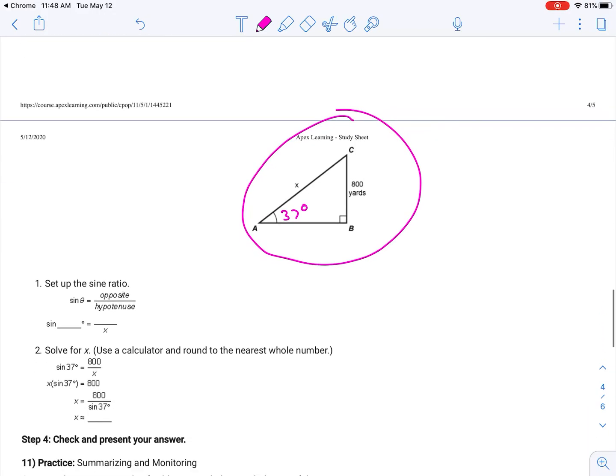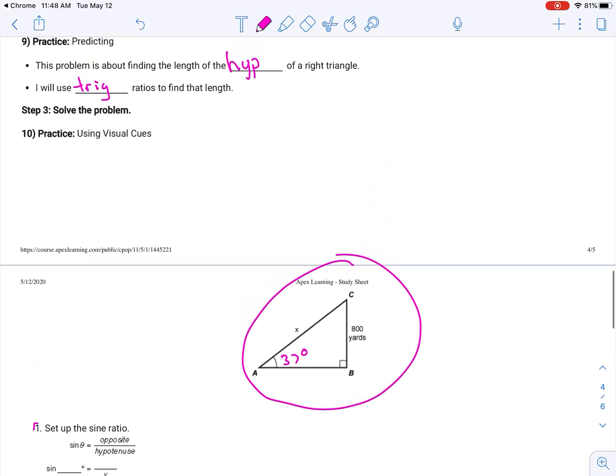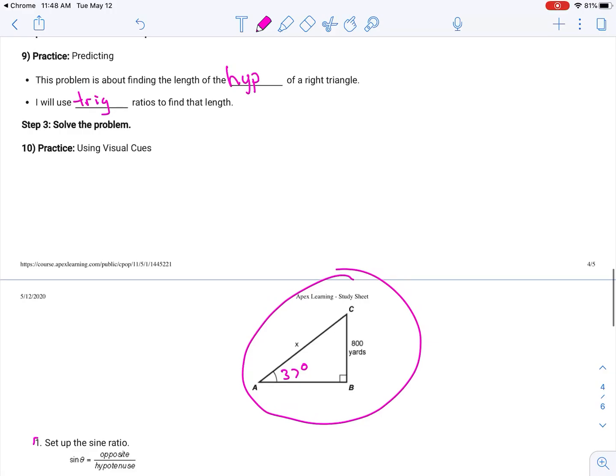Okay. So they walk you through a bunch of steps here, but I will just help you with this. So first of all, you have to think about what angle you're going to use with trigonometry. So we can't use the 90. So we can use this one, or we can use this one. Either one will get you the right answer. I'm going to use 37 just because we already know it.